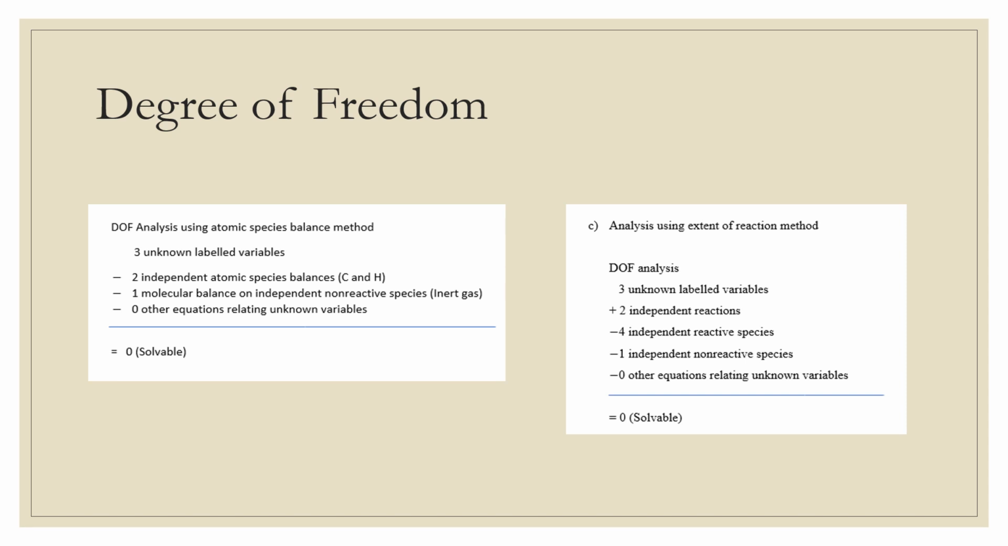Meanwhile, the other method is by using the extent of reaction method. First of all, the same as the previous method, there are three unknown labeled variables plus two independent reactions since there are two chemical equations, minus four independent reactive species, minus one independent non-reactive species, and there are also no other equations relating unknown variables. So the answer is equal to 0, which means solvable.